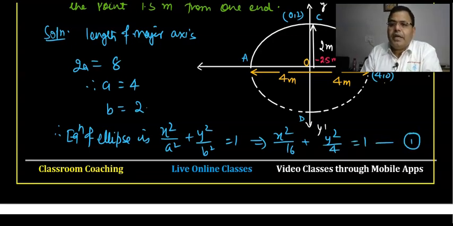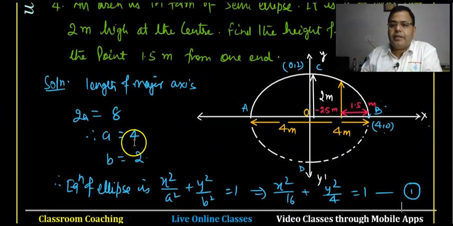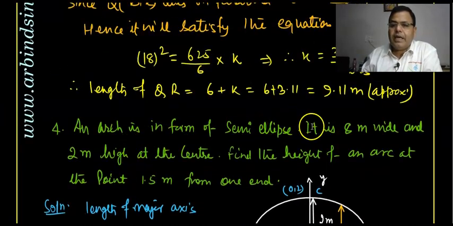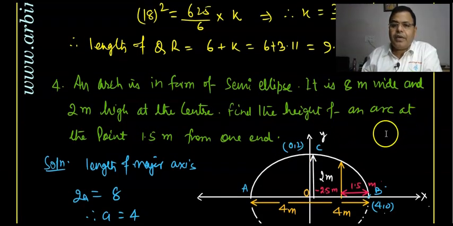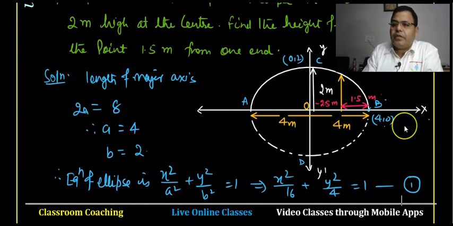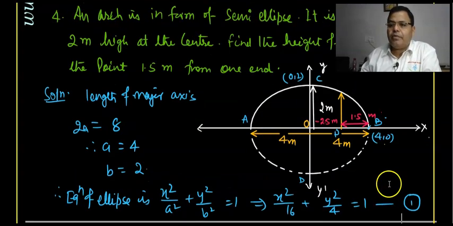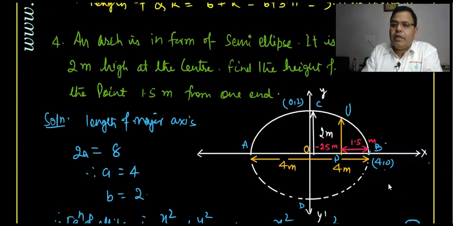This is equation 1. Now we have to calculate the height of the arc, which is 8 meter wide and 2 meter high at the center, at the point 1.5 meter from one end. So this is 1.5 meter, this is a point, say P, and Q is the height we have to calculate. Because it is 1.5 and total is 4, this must be 2.5. So the coordinate of Q is (2.5, k), and that k you have to calculate.